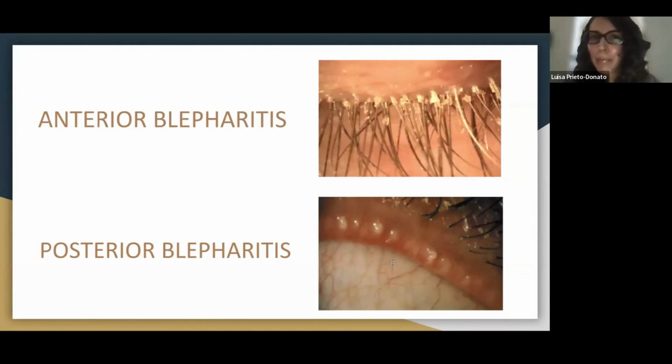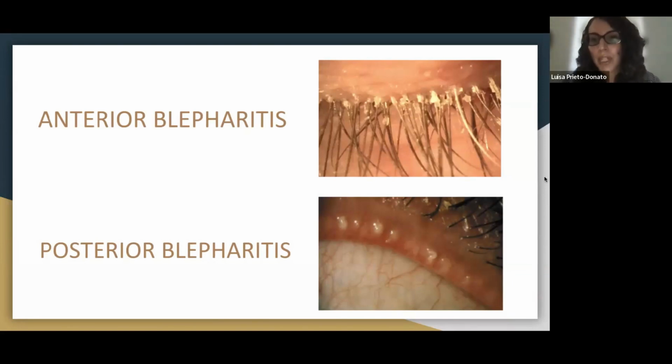And I know this is a little bit gross, but there are some parasites called Demodex that are normal. We all have them on our skin, but sometimes they love going to the lashes and proliferating there. And so they cause a lot of itchiness and a lot of these dry eye symptoms as well. Then on the bottom picture, we see what's called posterior blepharitis. On our lid margins, we have glands that are responsible for secreting the lubrication of the eye.